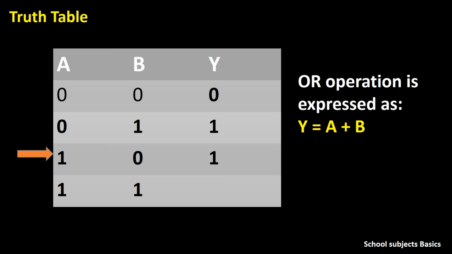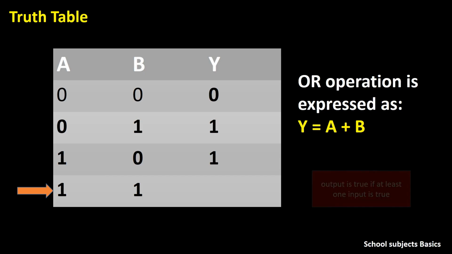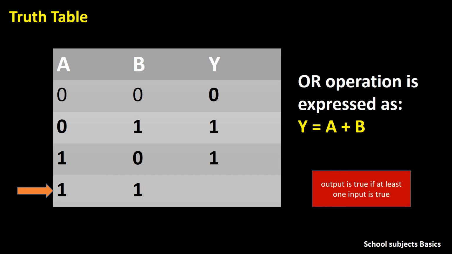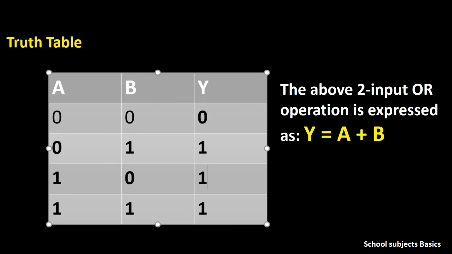Next we go to the next combination, that is 1 1. Here both values are true. So it satisfies the condition that if at least one input is true, the output is true, that is 1. So now we can directly write the answer, that is 1. Thus this is the truth table for the OR operator. Once again, the simple thing to remember is that the output is true if at least one input is true.